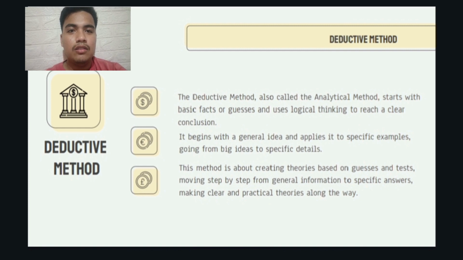The deductive method, also called the analytic method, starts with basic facts or guesses and uses logical thinking to reach a clear conclusion. It begins with a general idea and applies it to specific examples, going from big ideas to specific details. This method is about creating theories based on guesses and tests, moving step by step from general information to specific answers, making clear and practical theories along the way.